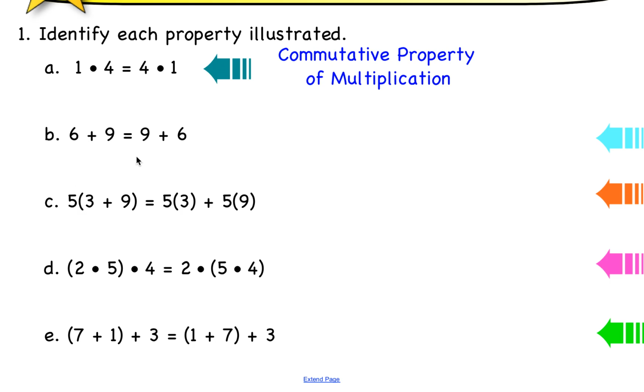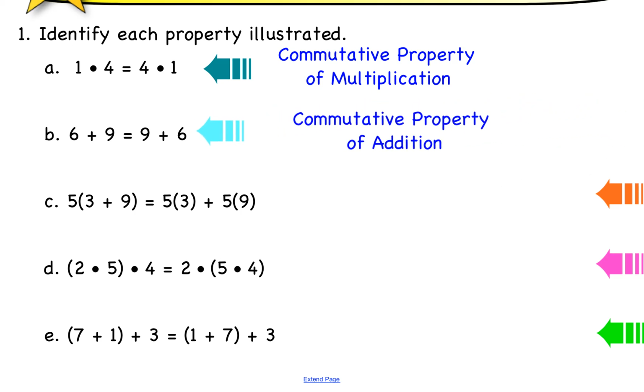What did we do on this one? Did we switch the order? Did we associate? Same thing, commutative property of addition this time. This one was multiplication, this one's addition. What's going on here? A little bit confusing because I kept the parentheses in there, right? Hopefully you recognize that one as the distributive property.